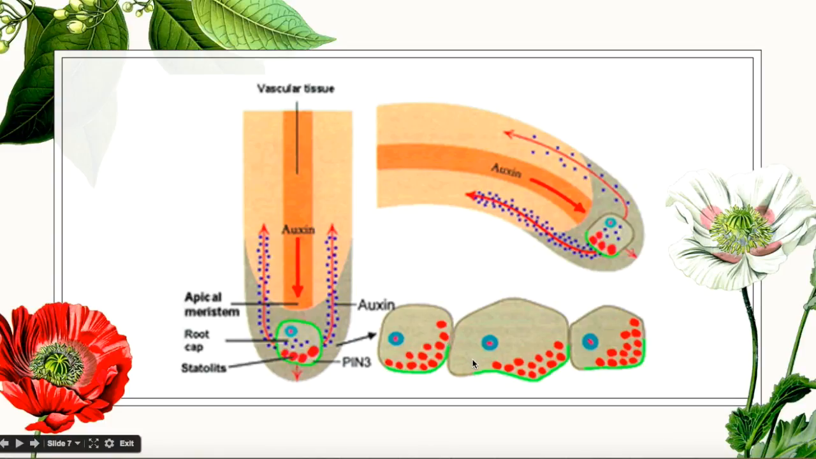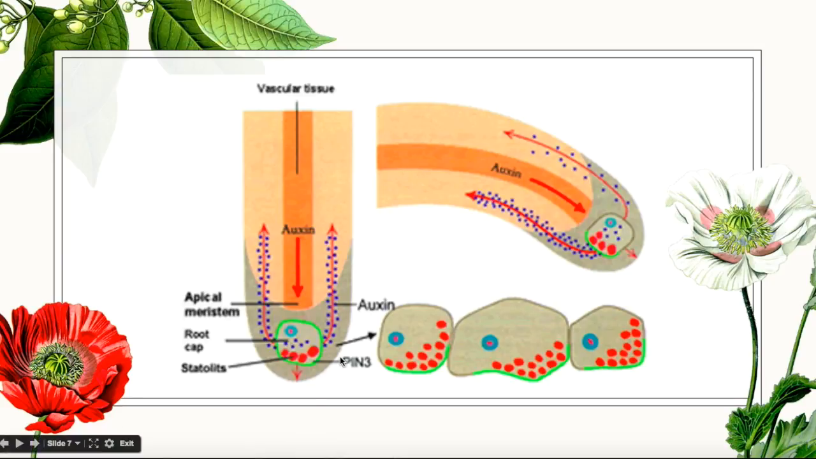So here is the basic structure of the root tip of a plant. So located in the root cap are the statoliths. Statoliths are a type of amyloplast, which are special starch-containing cell organelles. They sink to the bottom of cells because of gravity. This may also be associated with the detection of a gravitational field.